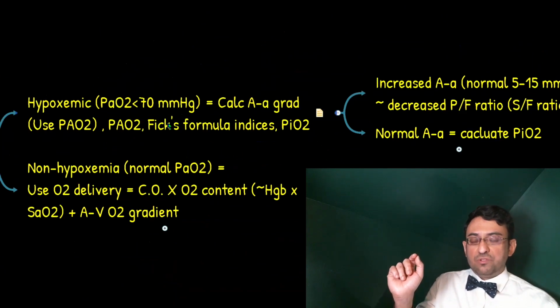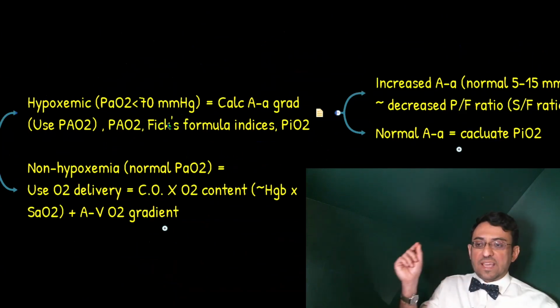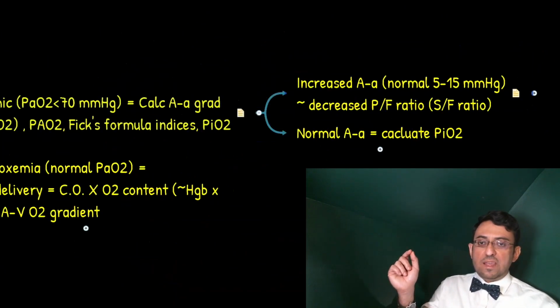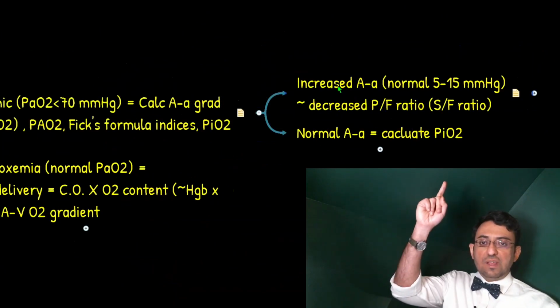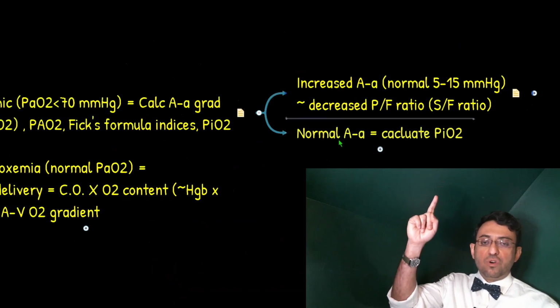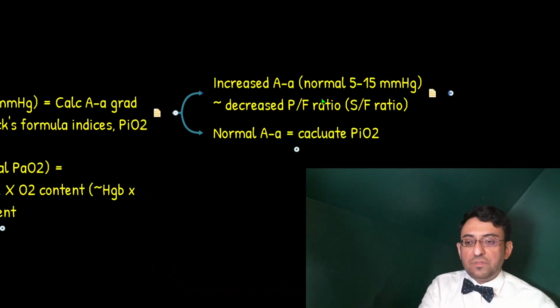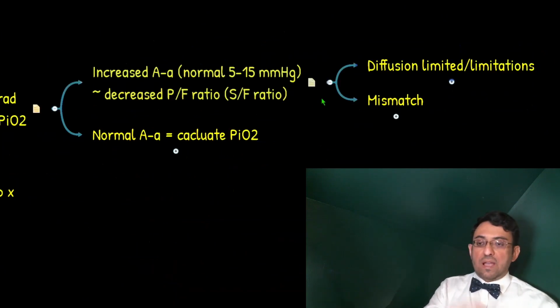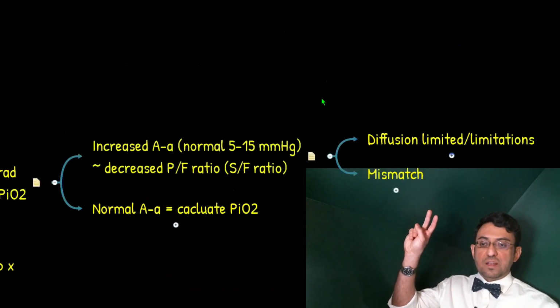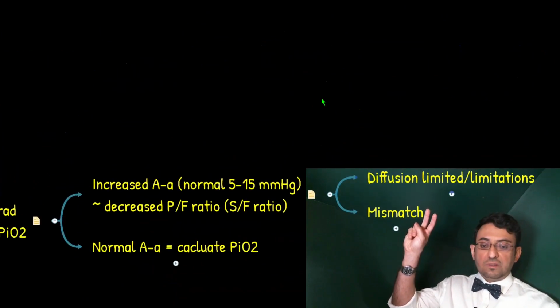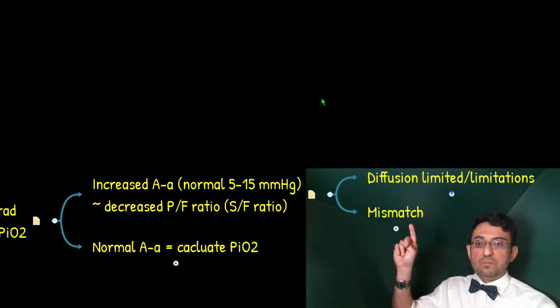So here is the real juice of differential diagnosis. We have a patient with hypoxemia. We calculate AA gradient. There are two possibilities: one is increased AA gradient, and the other is normal AA gradient. If AA gradient is increased, what are the differential diagnoses? We have two groups of conditions: one is limitations on diffusion versus the conditions associated with ventilation perfusion mismatch.